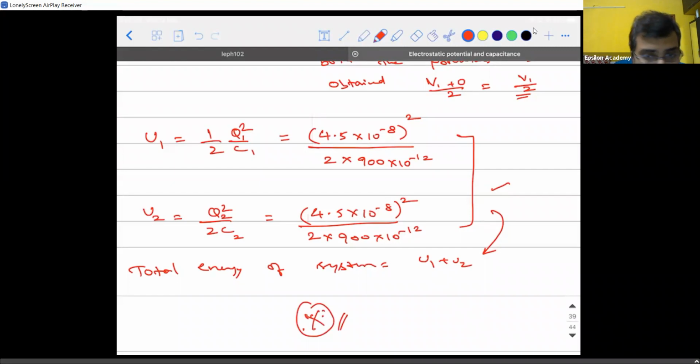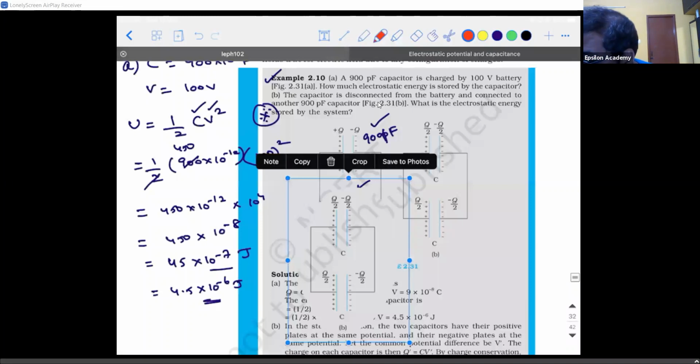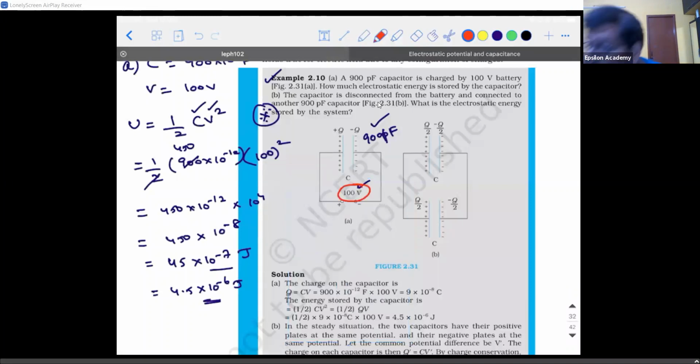Sir, is V 4.5? No, V is not 4.5. It is Q. V is not known. Actually, V should be 50 and 50. Why should V be 50 and 50? Can someone tell me? Because initially, what was the potential difference connected? It was 100 volt. So out of 100 volt, 50 volt should remain here and 50 volt should remain here. If you want, you can use this formula and also see half CV square and half CV square. Still, you will get the same answer. Add both. That will be the same.